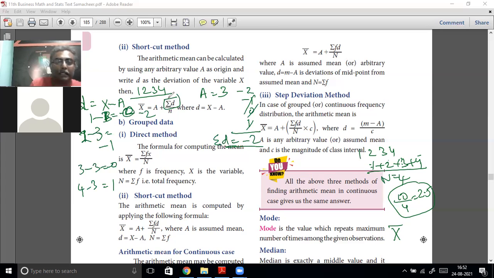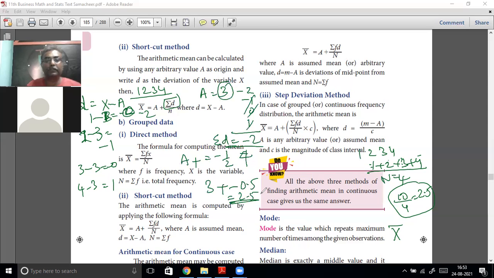Okay. N is 4 again. So minus 2 by 4. That is equal to minus half. So a plus minus half. What is a? A was 3. So a was 3 plus minus 0.5 is equal to 2.5. You got it? This is the shortcut method.